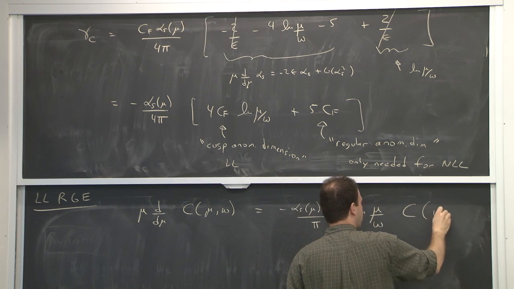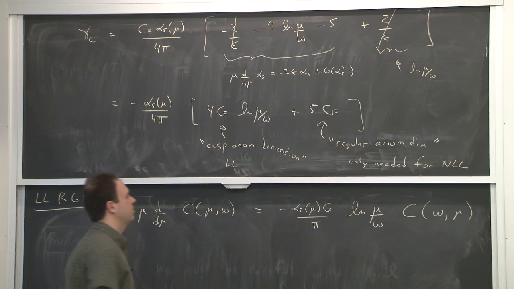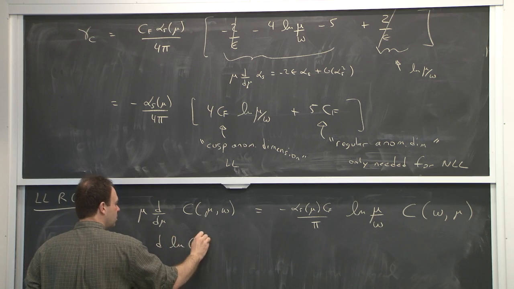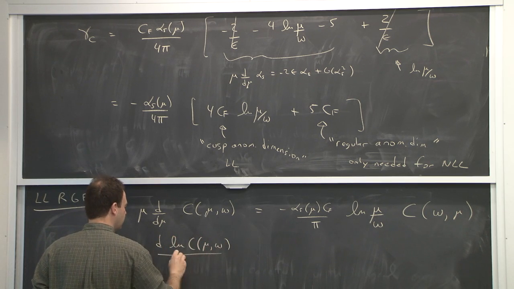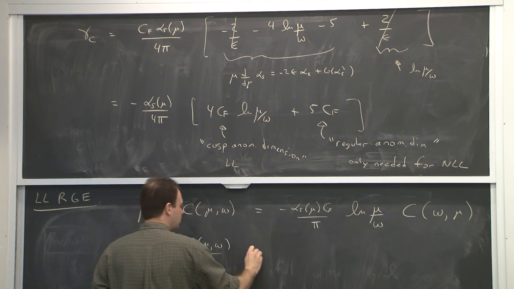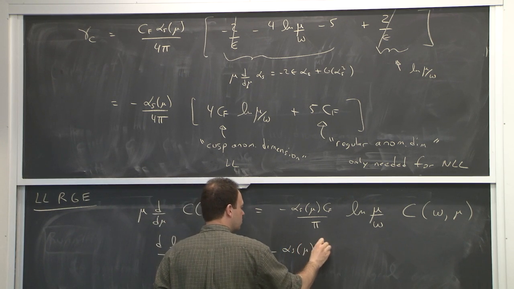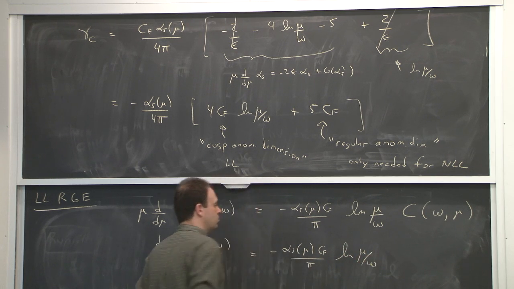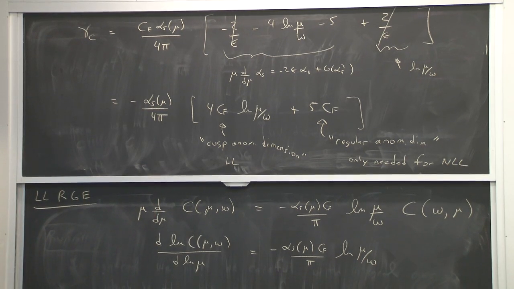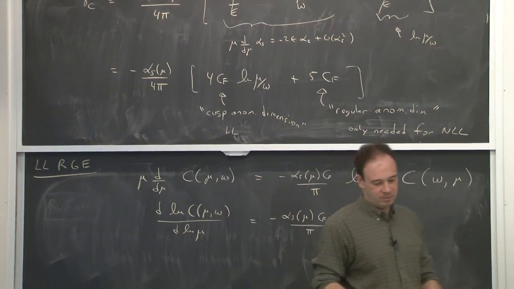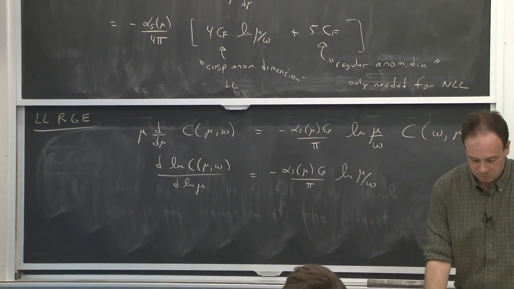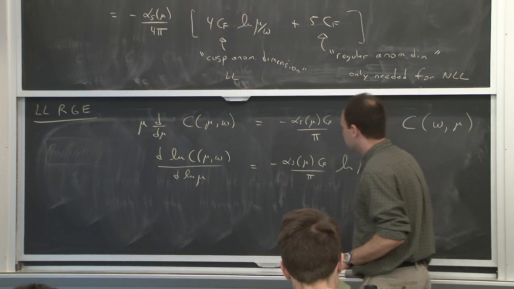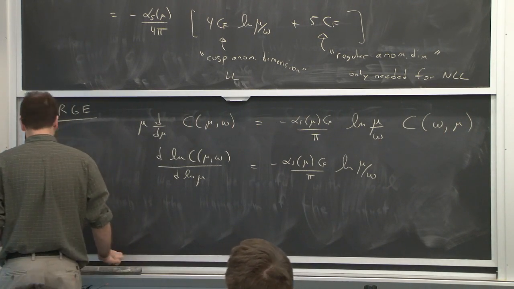So plugging that back into our equation for C, we have this differential equation, which we can also write as d log C by d log mu, okay? And that's an equation that we can basically just integrate, since there's no C on the right-hand side. It's a homogeneous equation. We can integrate it with some boundary condition.